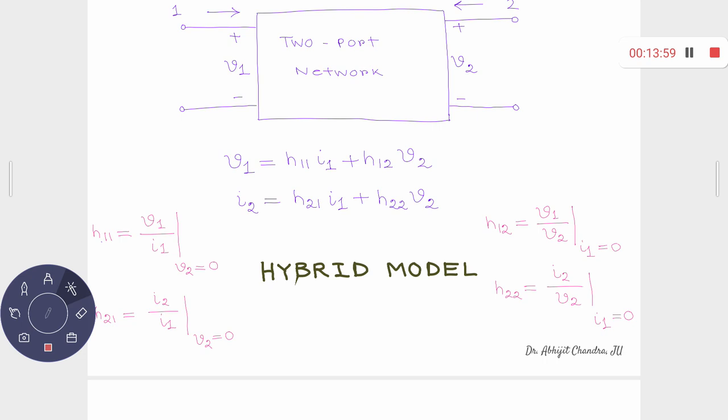Right? What is this H22? I2 upon V2. Conductance. So you have a mixture of different parameters. One is the resistance, another is a conductance, another is a forward current gain, another is reverse voltage gain. So different types, and as far as the units are concerned, for H11 the unit is ohms or kilo ohms, maybe in the order of ohms. For H22 it is mho, 1 upon ohm, right? And for H12 and H21 they are unitless. Yes.